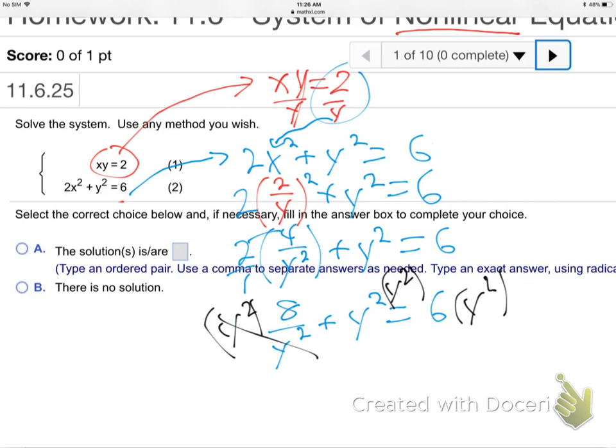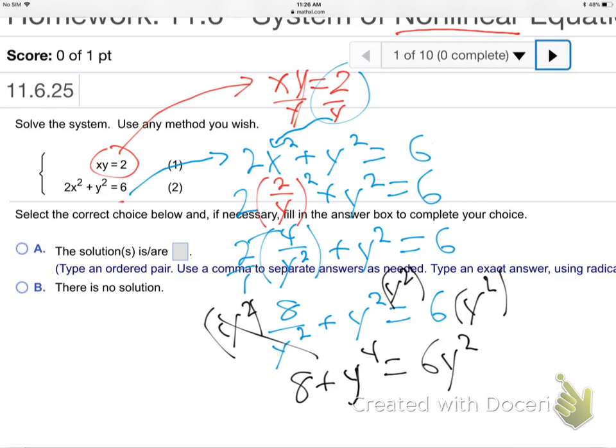And these cancel, right? You always want to get rid of fractions. So you get 8 plus, and then this is y to the 4th, 6y squared. It distributes to all? Yeah, you've got to treat both sides the same. Equal treatment, both sides. So are we good to there so far?